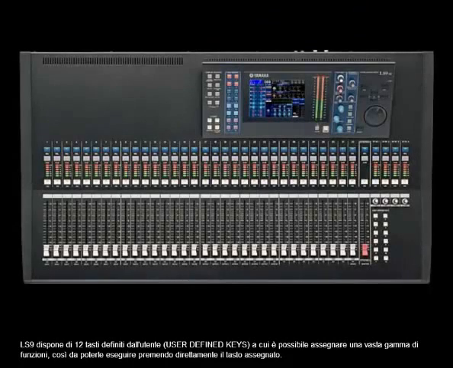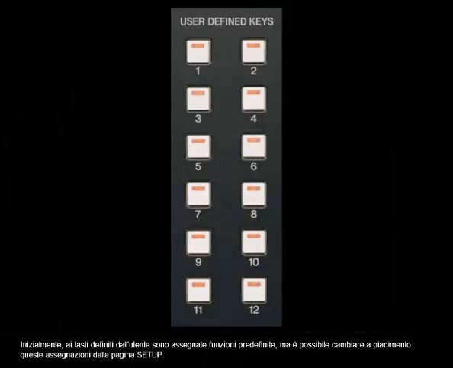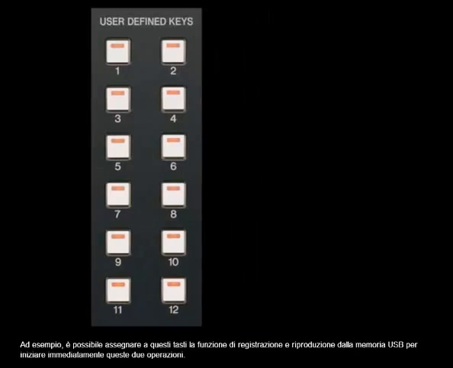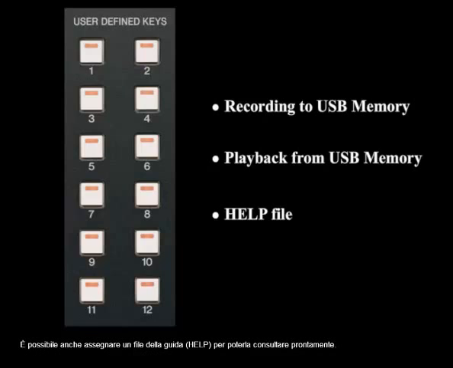The LS9 has 12 user-defined keys to which you can freely assign a range of functions, allowing you to execute the assigned function by simply pressing the corresponding keys. User-defined keys are initially assigned to default functions, but you can change these assignments as required via the Setup page. You could, for example, assign USB memory recording and playback to the user-defined keys, so you can instantly begin recording or playback at any time. You could also assign a help file for fast, easy reference.